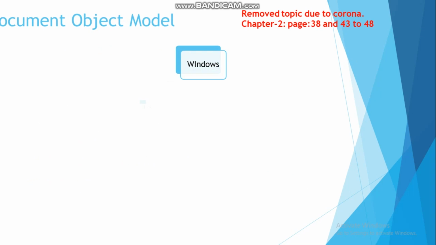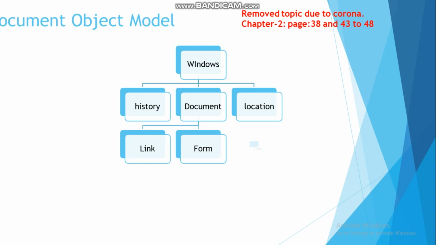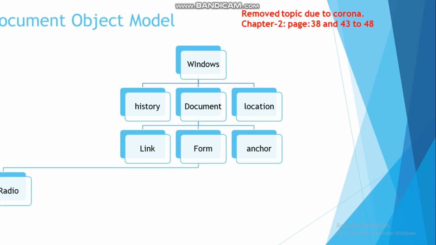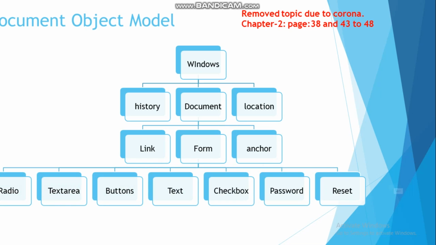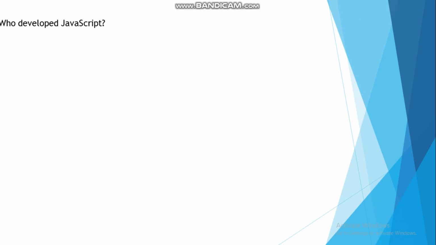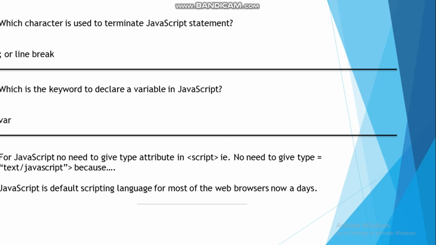We also saw the document object model. Remember, this is not in your course, in your syllabus. So this year they are not going to ask page number 38 and page number 43 to 48 in JavaScript chapter number 2. We also saw a few questions regarding JavaScript.